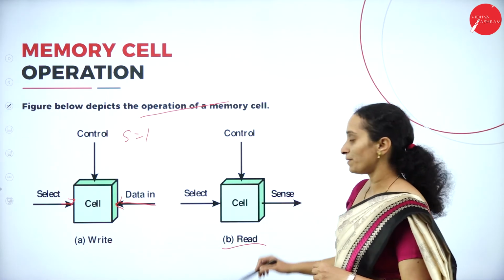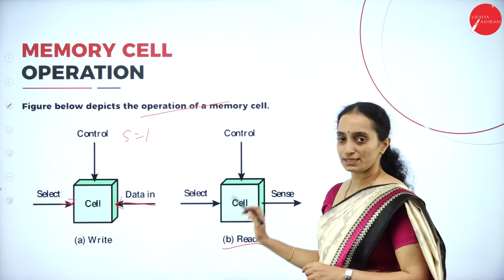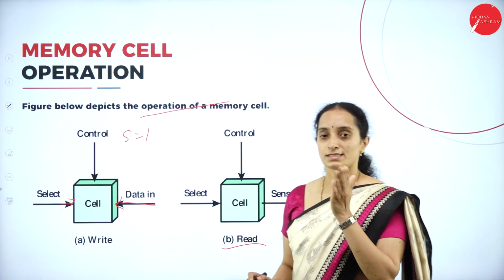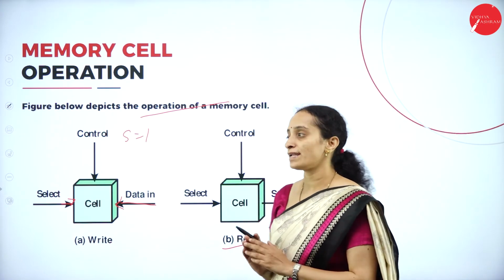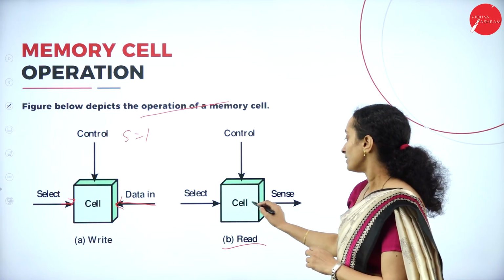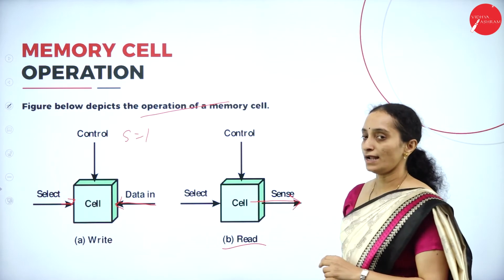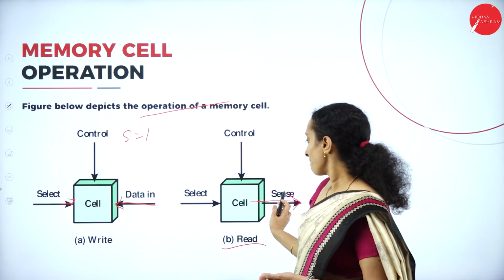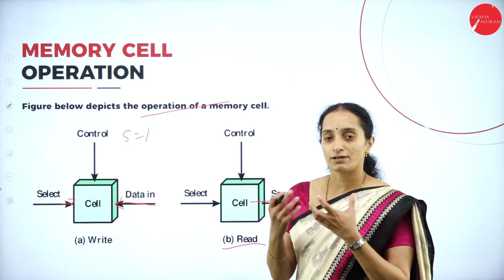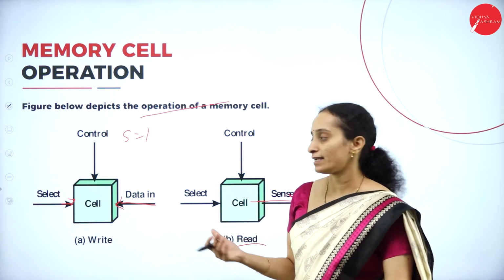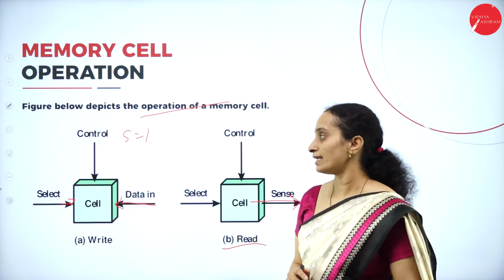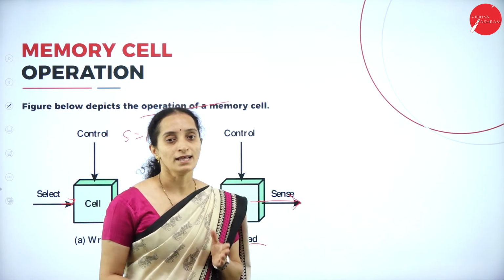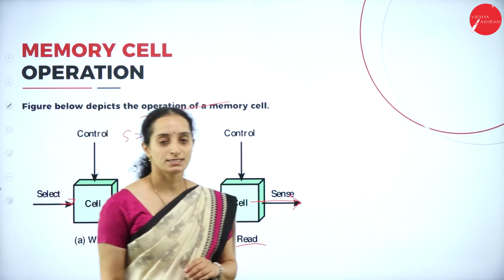Whereas in the read operation, the cell will be selected first and then the control line sets or resets the value. When the control line is set to 1, the data is read by the processor. Sensing will be done by the cell. The data will be accessed from the cell. This is the read and write operation, how it can happen in a memory system.